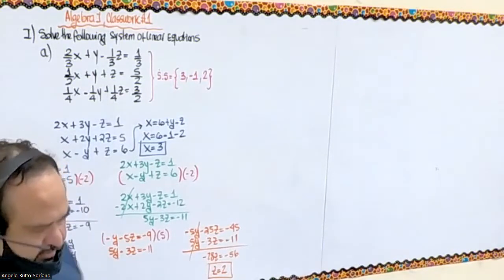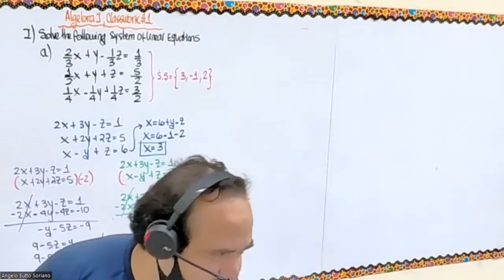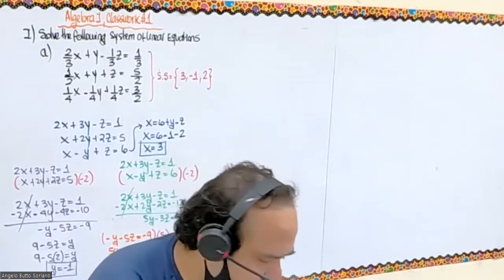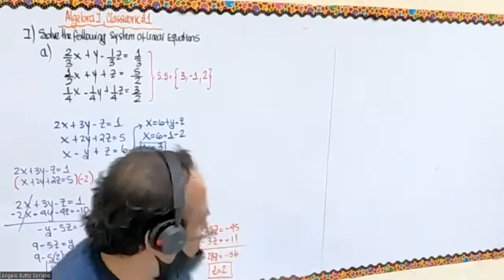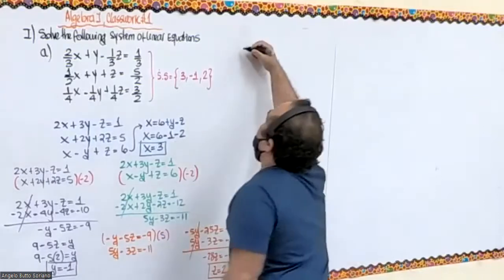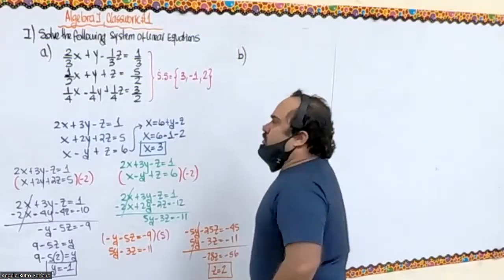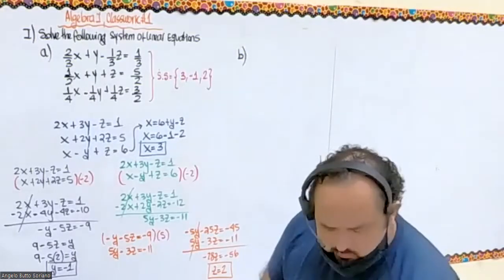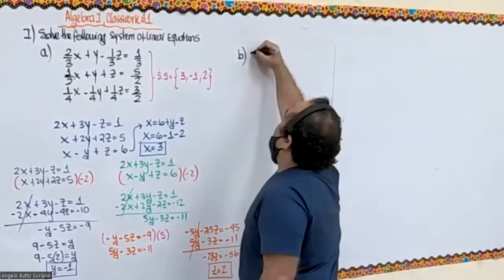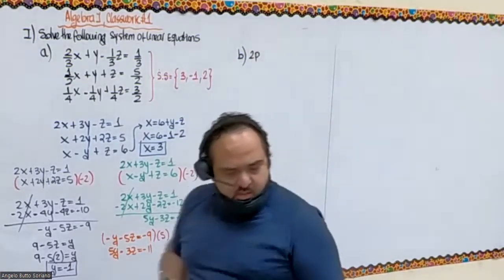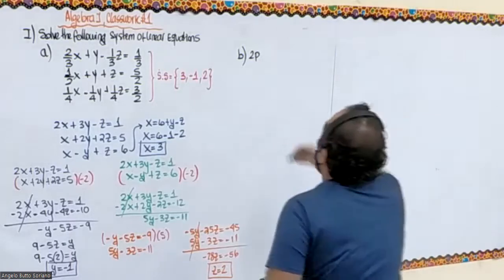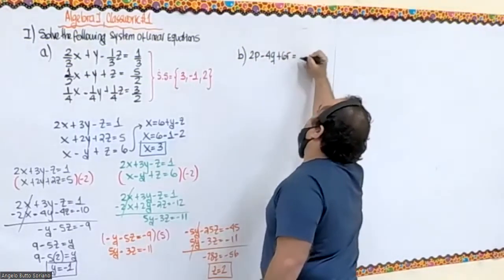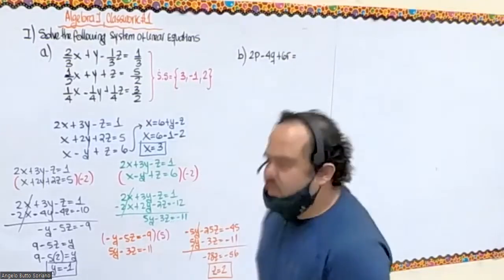In the letter B is the easier for us because the answer will be no solution. Let's see why. We have in the letter B: 2p minus 4q plus 6r equals 5.